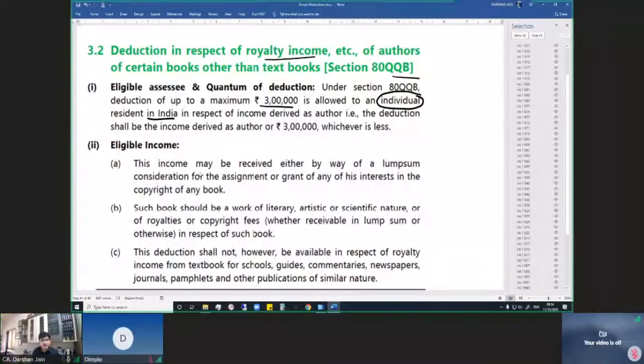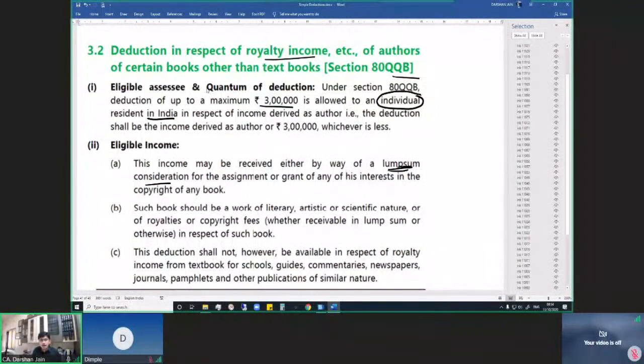Now eligible income would be income which is received by way of a lump sum consideration. So you sell the rights in the book and you get a lump sum amount. Whatever lump sum amount you get would be eligible for deduction under 80 QQB, provided you're not taking deduction under any other head of income. If you're taking deduction for such royalty income under any other head of income, in that case 80 QQB is not available.